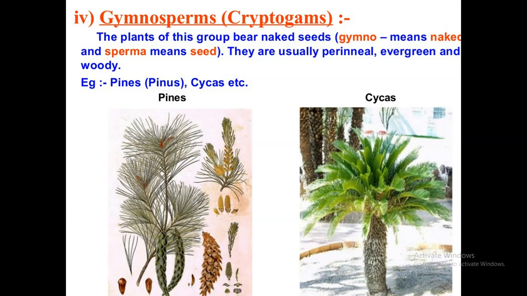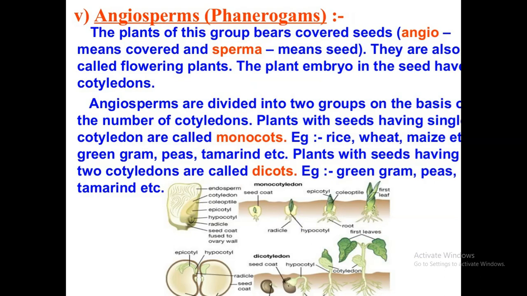And they are usually perennial, means ये ज़्यादातर हर conditions में found होते हैं. And they are evergreen. ये ज़्यादातर हमेशा इनकी जो reproductive cycle है वो चलती रहती है. And they are mostly evergreen and they are woody. Woody means their bark is little bit tough as compared to pteridophyte. And the example you can see Cycas and Pinus. Then comes the angiosperm, the most highest category of plants.